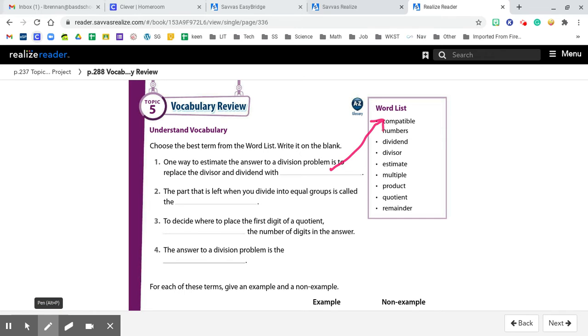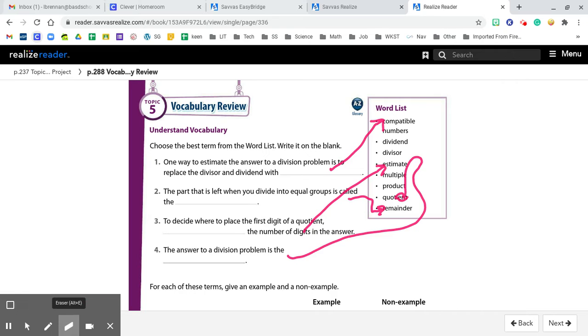The part that is left when you divide into equal parts, whatever's left, is called your remainder. To decide where to place the first digit of a quotient, blank the number of digits in the answer. To decide where you're going to start, you need to estimate. The answer to a division problem is called the quotient. Where's that word, quotient? There it is, down there.